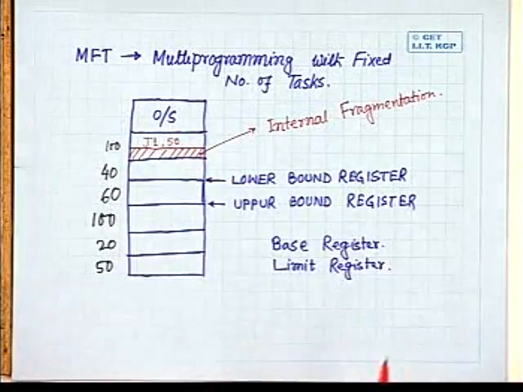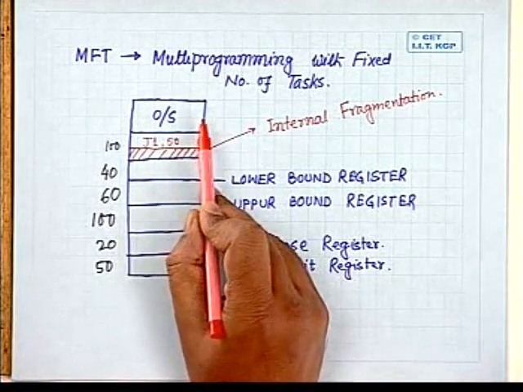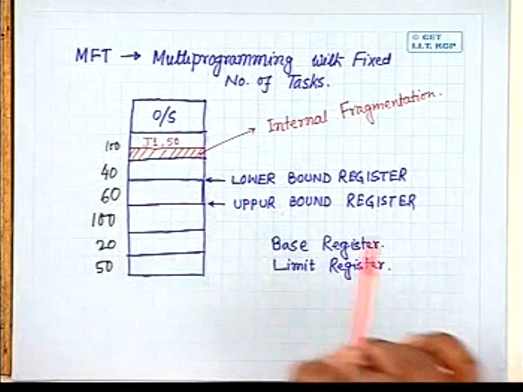Now obviously, to implement this MFT technique, there is some information which is to be maintained, and that information is used by the memory management module for allocation of the partitions. That information is: what are the partitions in the main memory, what is the size of every partition, what is the starting location of every partition, and what is the status of every partition. That means whether the partition is already allocated to a process or the partition is free. So mainly the starting location, size, and status of the partition are very important for this memory management algorithm which employs the MFT technique.